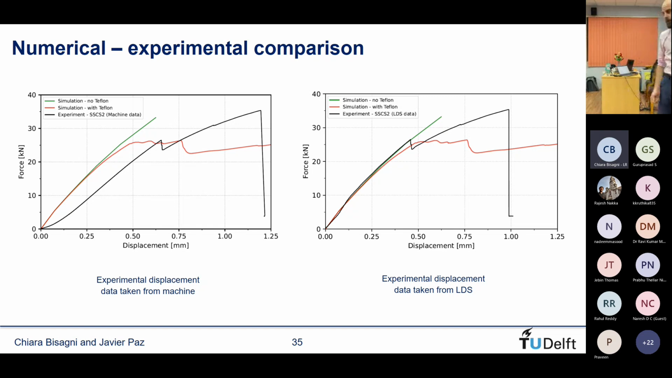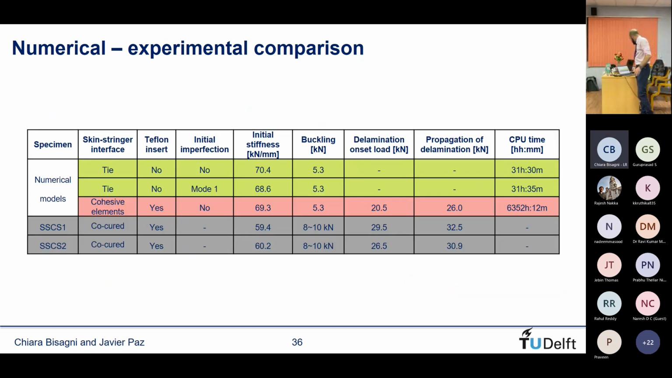The red curve corresponds to the model with the cohesive elements. And although we had the delamination onset for the experiment at 26.5, the one for the numerical model is 21. I'll go into a bit more detail. But all in all, the pre- and post-buckling response is very relatable.